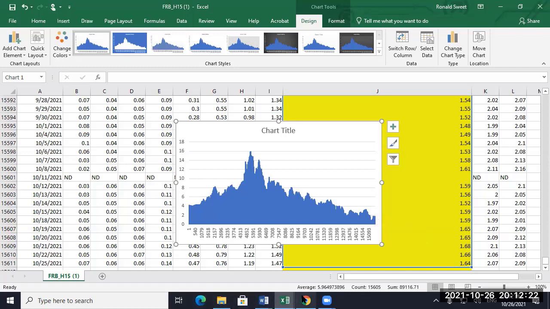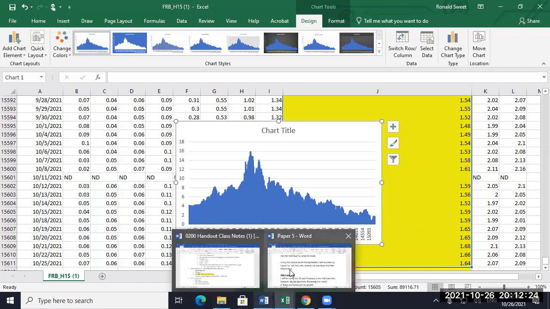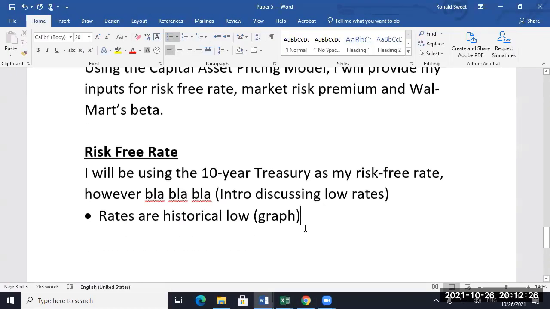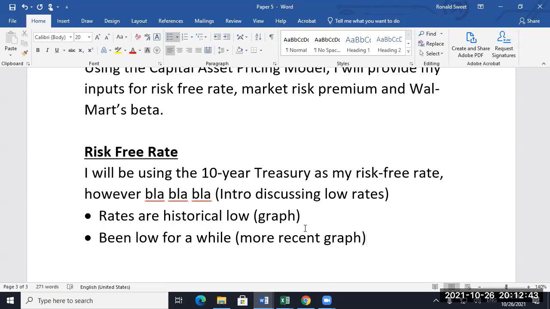Could you add other stuff in there, a chart on inflation or whatever? You have to kind of decide. So rates are at historical lows. They've been low for a while. That might be important, right? Especially since the financial crisis. So maybe you do a more recent graph. Take the graph we just showed with long-term history, and now maybe you show just the last 10 years. So that is kind of the argument.